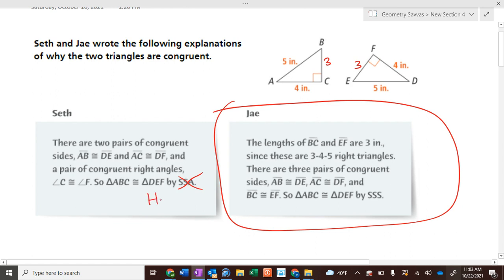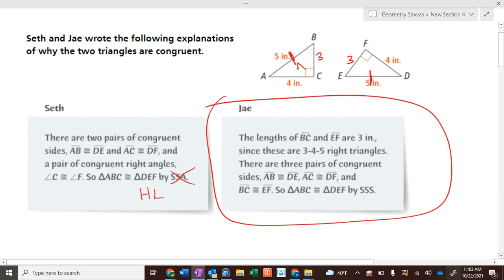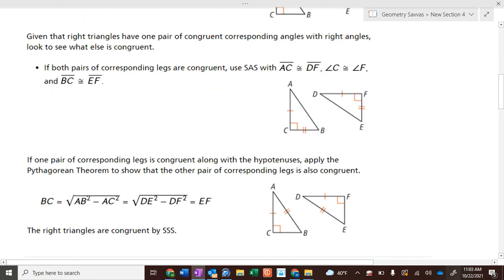There's something that we're going to get to today called HL. HL stands for hypotenuse leg. What's a hypotenuse? The longest side of a right triangle or the side opposite the right angle, either way. Okay? If the hypotenuse and a leg of one triangle are congruent to the hypotenuse and the leg of another triangle, then the triangles are congruent by hypotenuse leg. So we add a 5th way, and that is all we'll get to, 5 ways of proving triangles congruent.